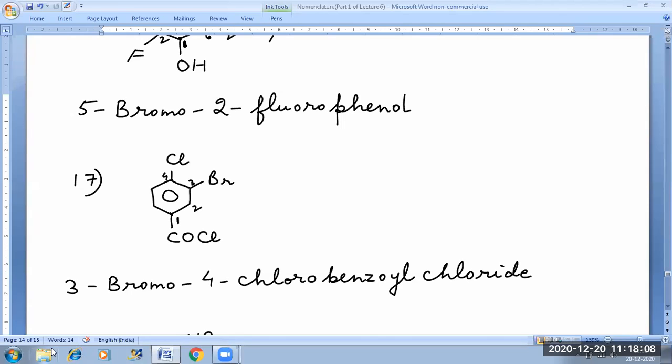3-bromo-4-chloro, and the suffix will be benzoyl chloride. Why benzoyl chloride? Because when COCl is attached to the benzene ring, it is called benzoyl chloride. I have taken it from the table which I showed you just some time back. Refer to the table whenever you have a doubt for suffixes of aromatic compounds.